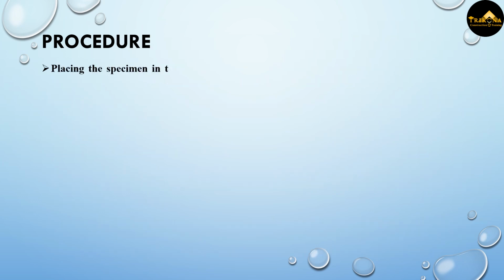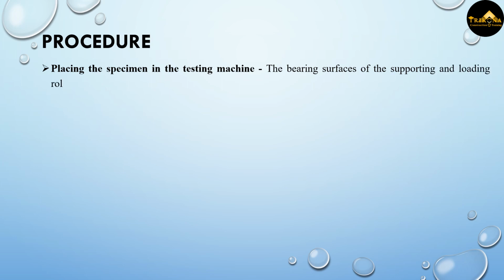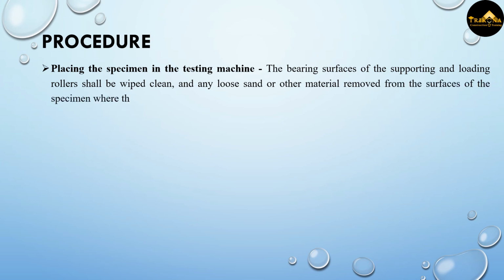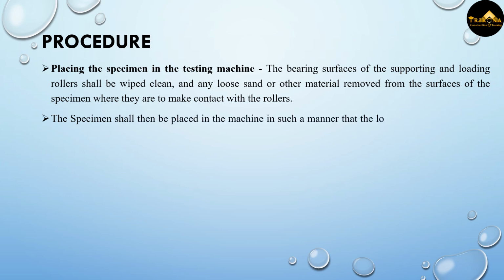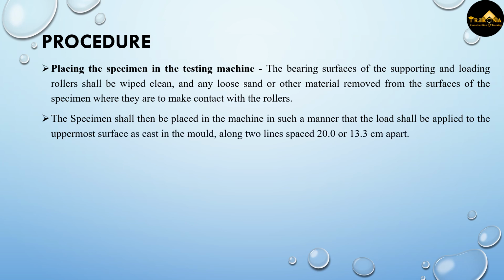Placing the specimen in the testing machine. The bearing surfaces of the supporting and loading rollers shall be wiped clean, and any loose sand or other material removed from the surfaces of the specimen where they are to make contact with the rollers. The specimen shall then be placed in the machine in such a manner that the load shall be applied to the uppermost surface as cast in the mold, along 2 lines spaced 20.0 or 13.3 cm apart. The axis of the specimen shall be carefully aligned with the axis of the loading device.